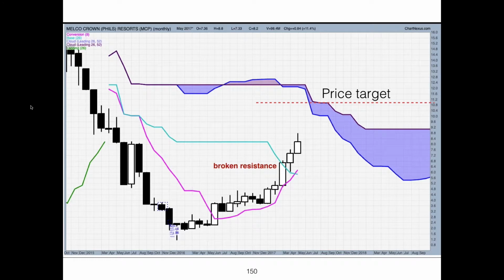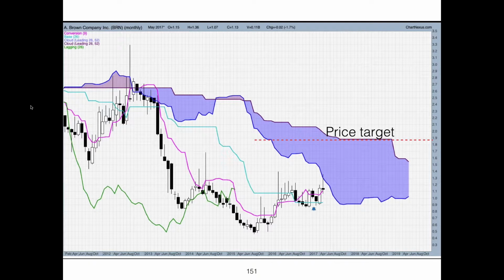Melco Crown seems to be following the script. It shows a price target near 12 pesos. It already broke above the Tenkan-sen and Kijun-sen lines in the monthly chart. The next resistance is the lower area of the Kumo or the Senkou A, which is at 10 pesos. If it breaks that, the target is at 12 pesos or the Senkou B.